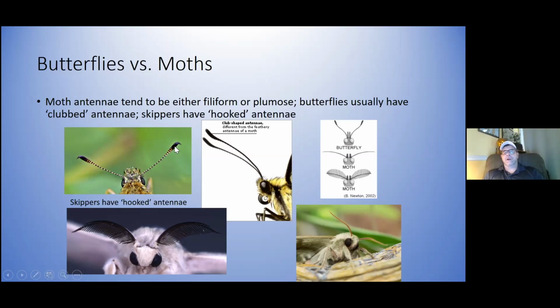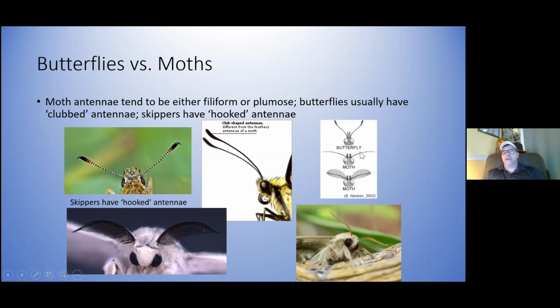The skippers all have a little hook. The butterflies all have clubbed antennae. Then the moths have a variety. They're either just what we call filiform, that just looks like a little thread-like antennae, and that's usually a female, or the males have these plumose antennae most of the time that have big surface area, because the way they mate is the female releases pheromones and just waits, and then the male has these big giant antennae to pick up those chemicals and then fly and find her in order to mate.